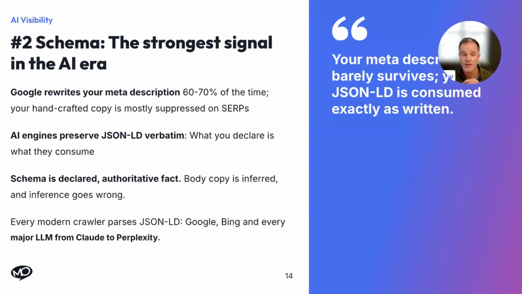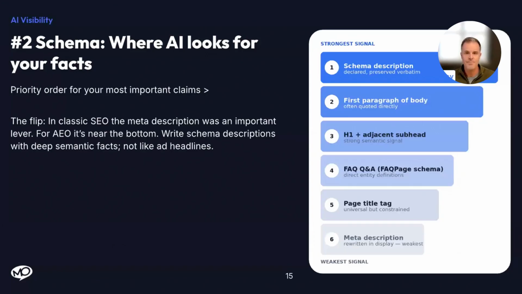So every modern crawler passes JSON. So Bing, Google, and every major LLM from Claude to Perplexity. Schema has been part of websites forever. The good SEOs among you would have used a lot of it. But websites were able to rank really well without it being executed properly. And I'll be the first to say our website had schema, but it was like breadcrumb schema. It was really limited, and we did well on SEO. Not so for the AI visibility era.